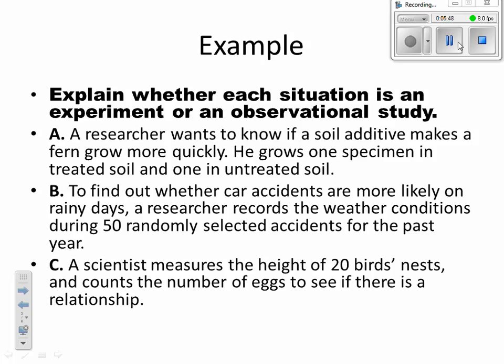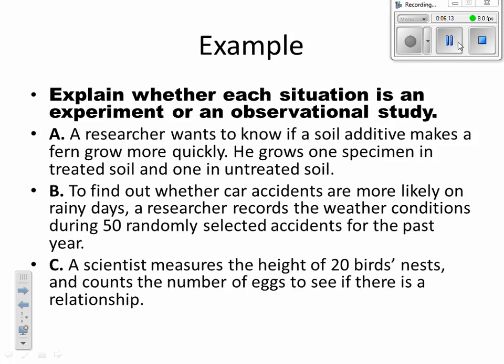This researcher is actually participating in the experiment. So by actively participating, he is manipulating something. He has a control group and an experiment group. So we would definitely call this an experiment because he is changing the soil for these ferns.